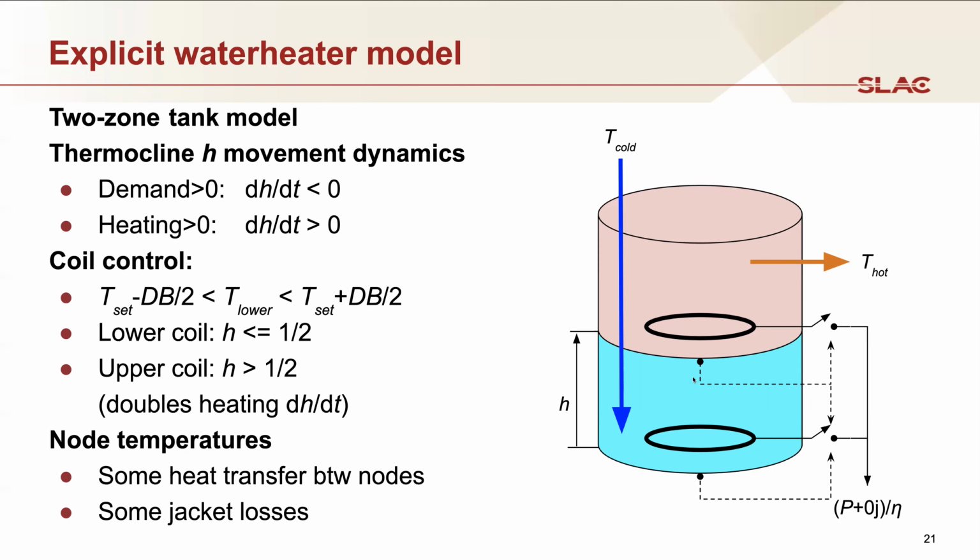Most water heaters have 2 coils in them, and the upper coil is used when the boundary layer passes the halfway point. The idea is that you then heat only the upper slug of water, and that doubles the reheat rate for someone using hot water. And so it helps make the water tank look more responsive.